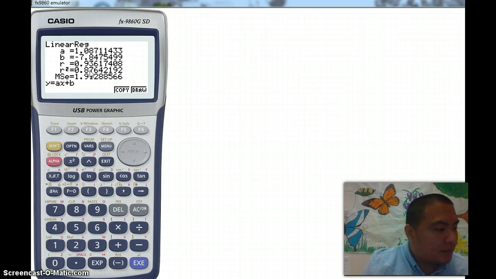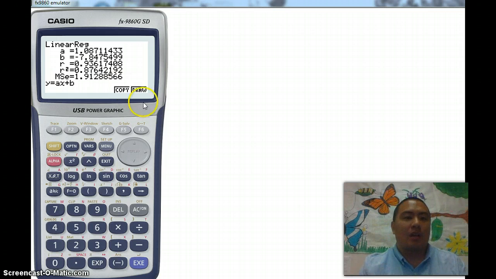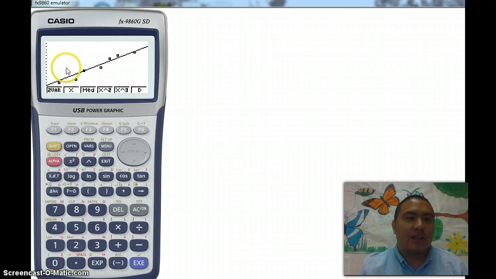Okay, so what does r stand for? R stands for residual, and it really just means the distance from the point to the line. And if you have a really good r that's close to 1, that's good. So with this one, the points aren't too far away from the line, which is a good thing.